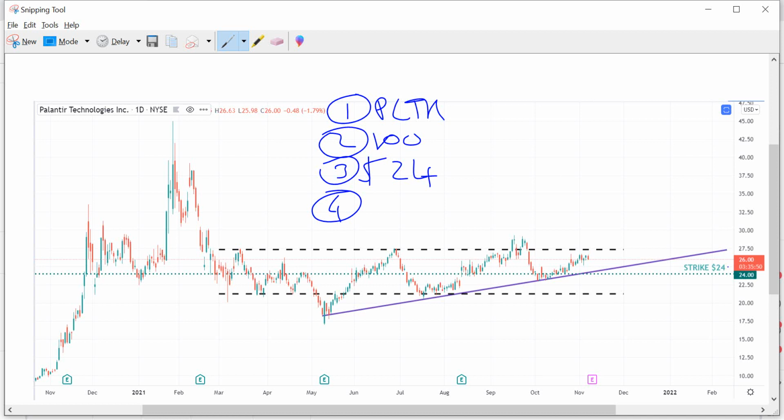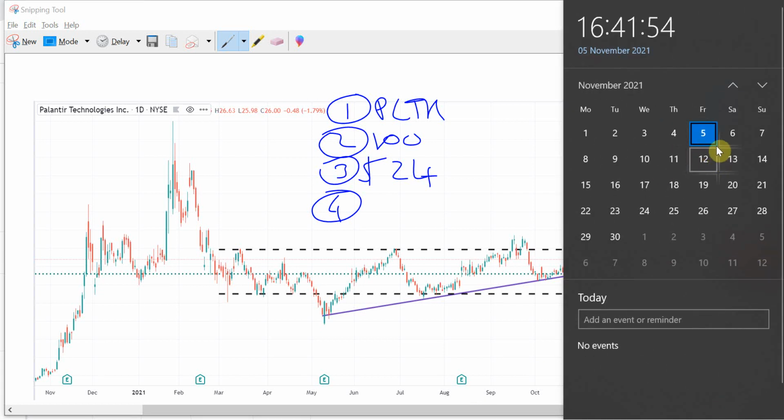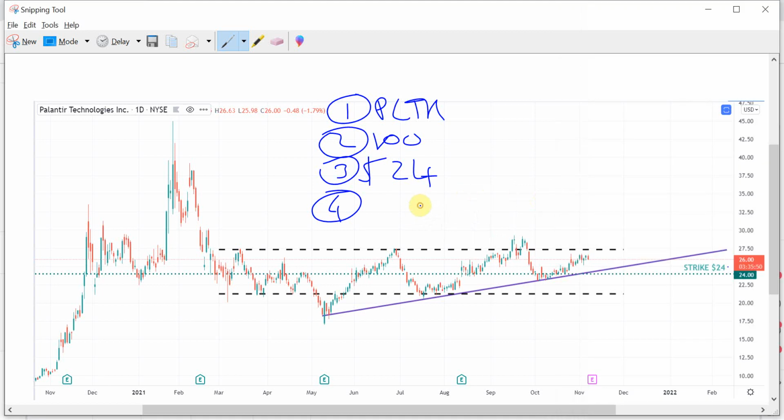And then the last thing is the expiration date. So Palantir does weekly options, and options expire on a Friday. So I have decided, today is the 5th of November, which is Friday, so I've done a 1 week expiration. So this is expiring on the 12th of November 2021.